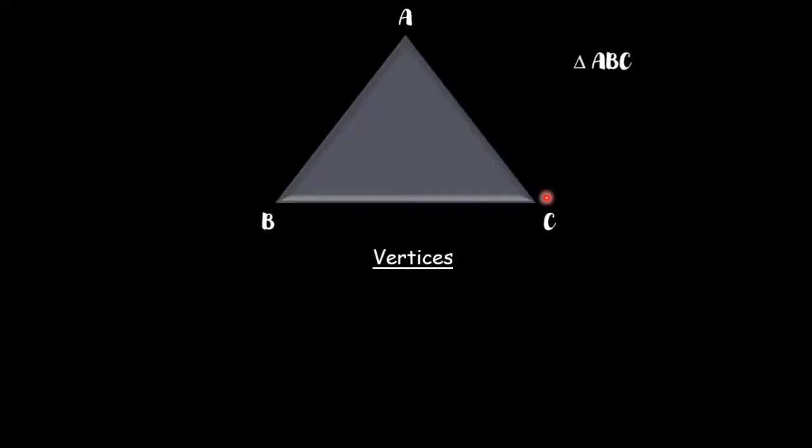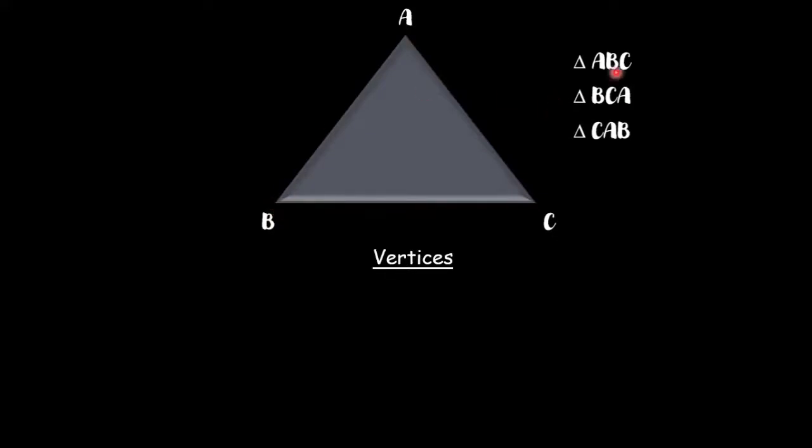Can you tell me in what other order you can name this triangle? Very good. So I can name it as triangle BCA, or I can even name this triangle as CAB. So you can name the triangle in any order, as the order does not matter.